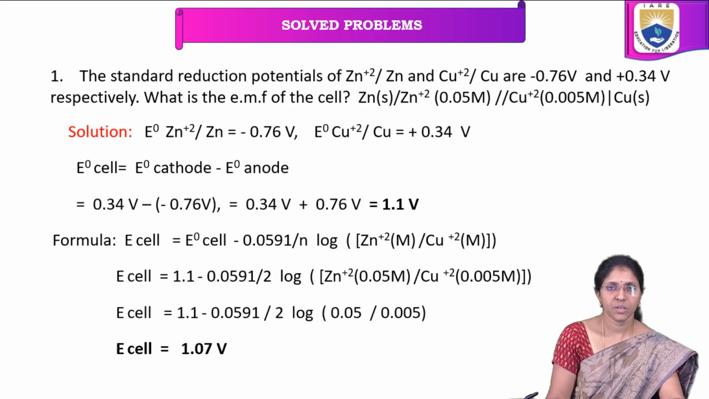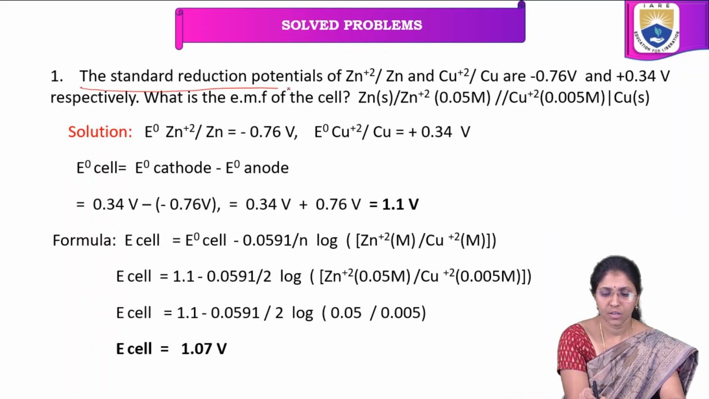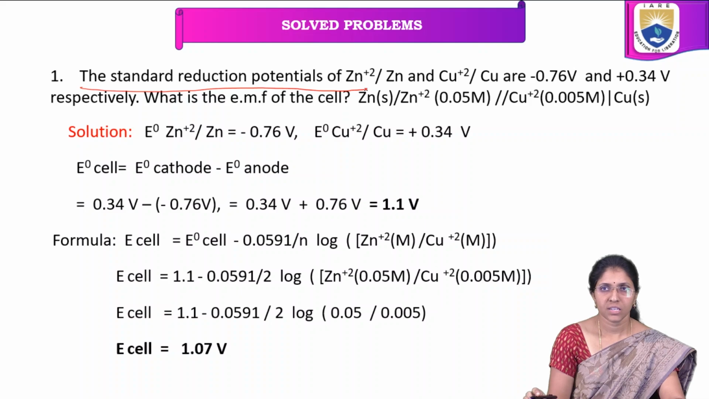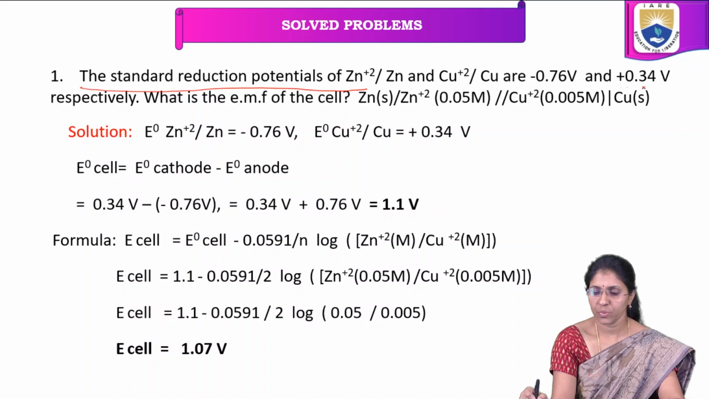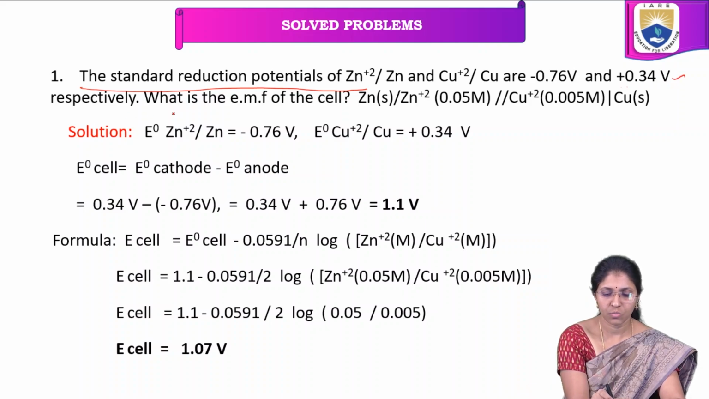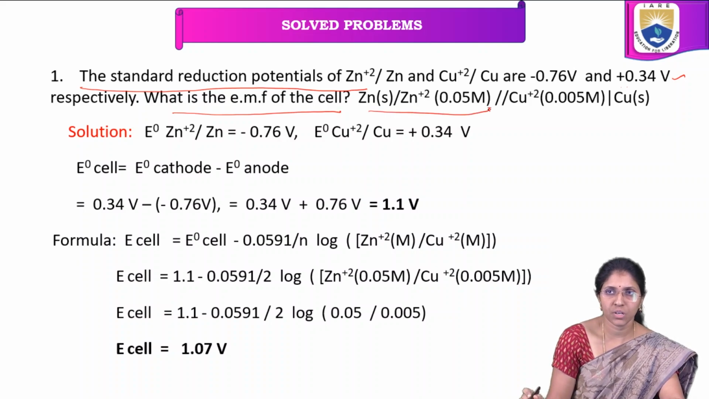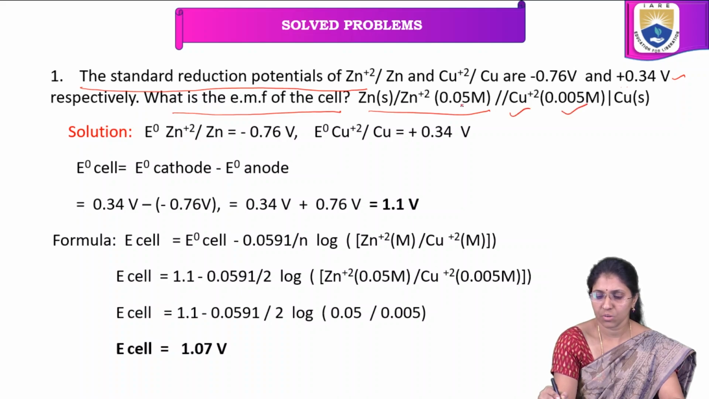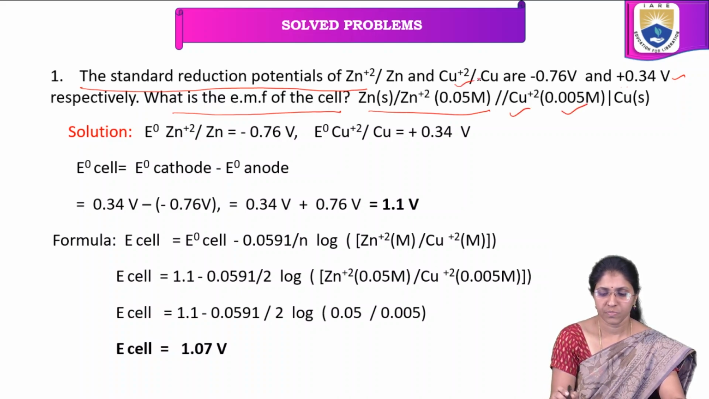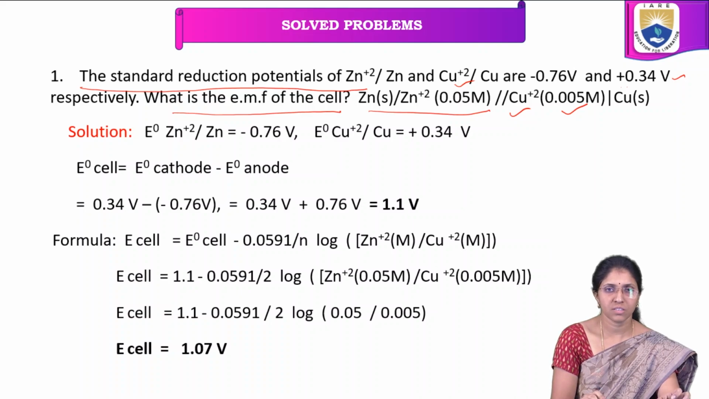So this is one numerical problem. The standard reduction potentials of Zn2+/Zn and Cu2+/Cu are minus 0.76 volts and plus 0.34 volts respectively. What is the EMF of the cell? And they have given the concentrations of Zn2+ and Cu2+. So they have given the standard reduction potentials of zinc and copper.